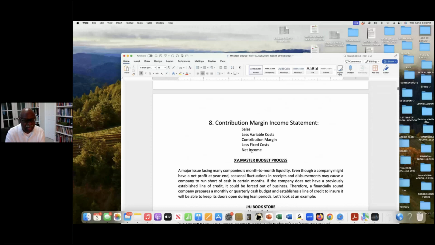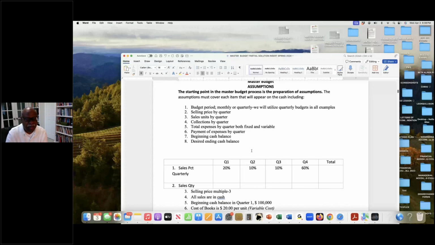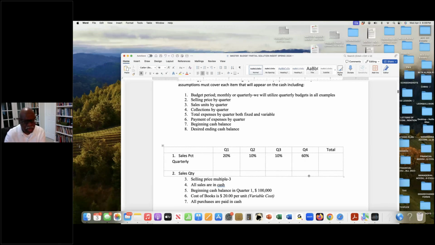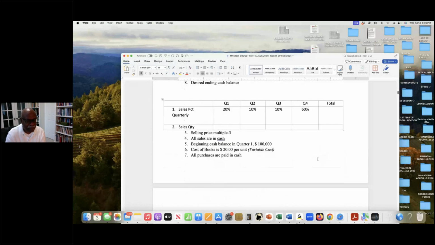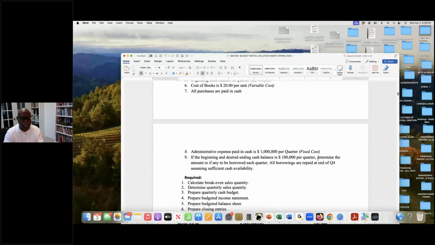We began looking at this problem where we had different percent sales each quarter. To stay in business, we would have to determine quarterly whether we had enough cash in, and if not, come up with a line of credit prior to the year beginning so that we can make these calculations. Well, the starting point and the first thing you've got to do is calculate break-even quantity.